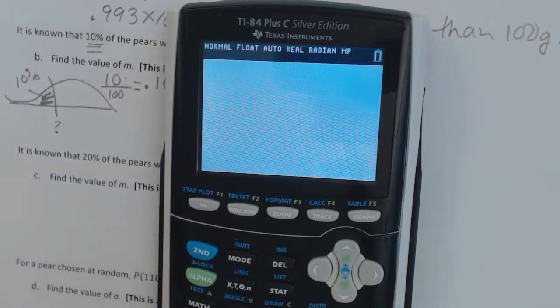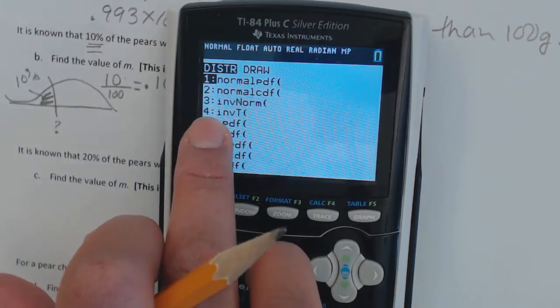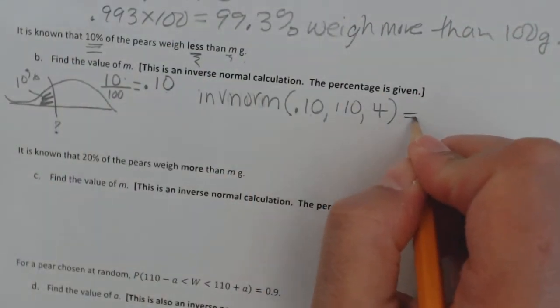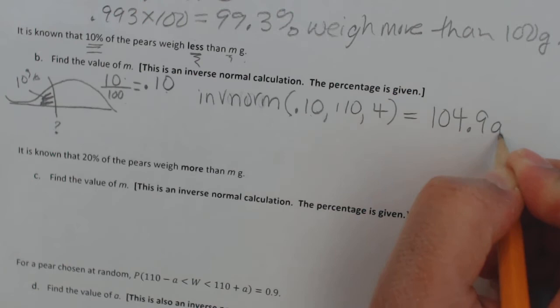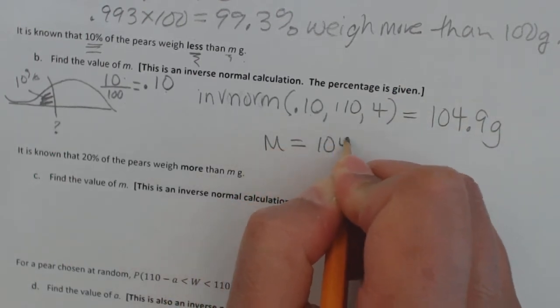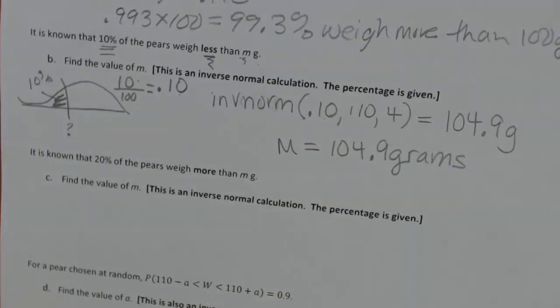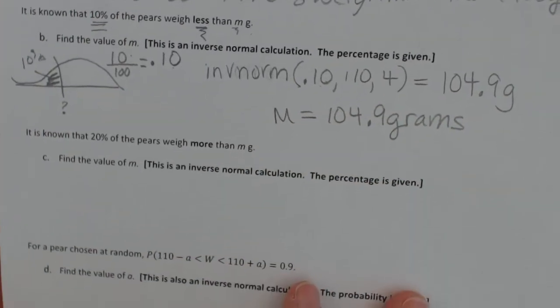Okay, so second VARS, and number 3 is our inverse normal, so we're going to push number 3. We put the less than decimal in, comma, followed by the mean, 110, comma, followed by the standard deviation, which is 4, enter. We get 104.87, so I'm going to go 104.9 grams. So m equals 104.9 grams. And that's it. That's how you do it. So let's go on to the second one.